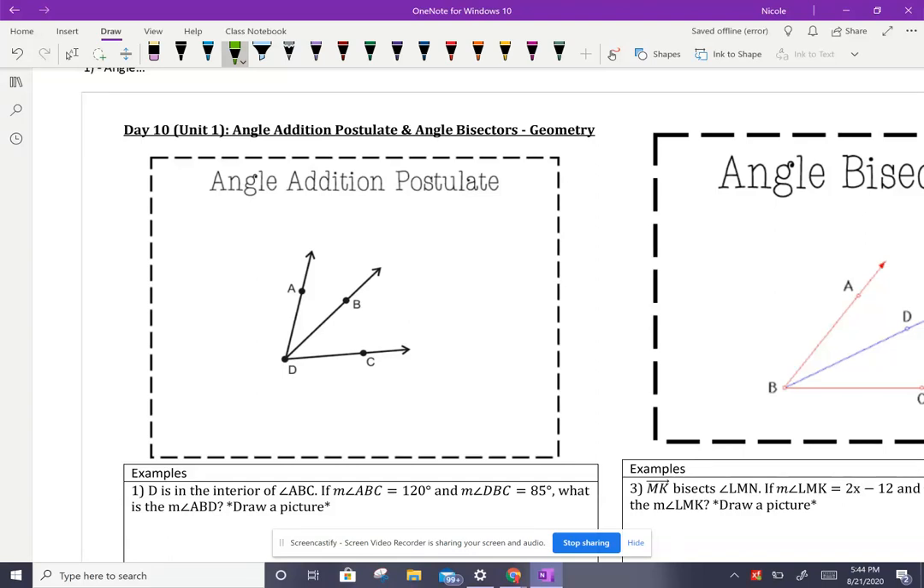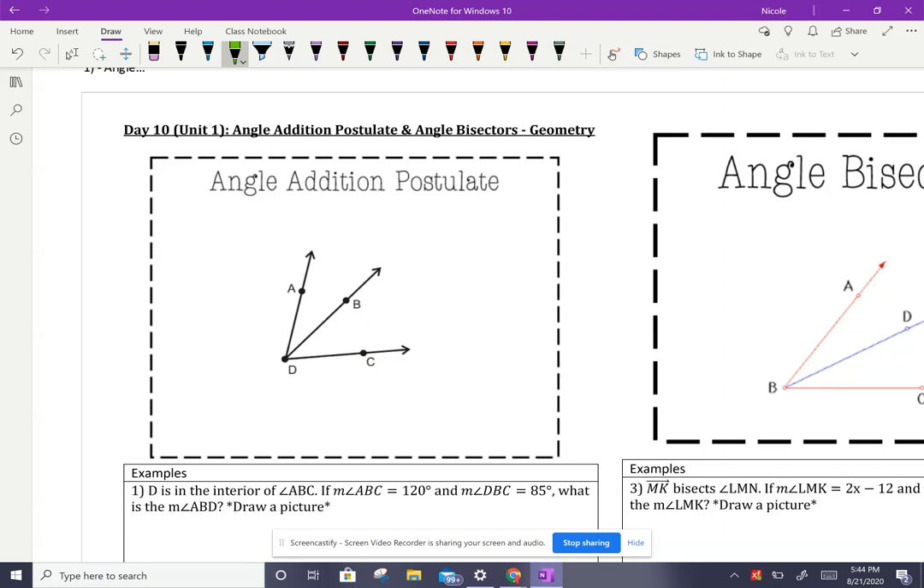Okay, next we are going to look over a continuation of chapter 1.4, which for us is day 10, or depending on which class you're in, day 7. Just want to clarify, depending on what class you're in, it's going to be day 10 or day 7 of unit 1. In this part, we are going to talk about the angle addition postulate.